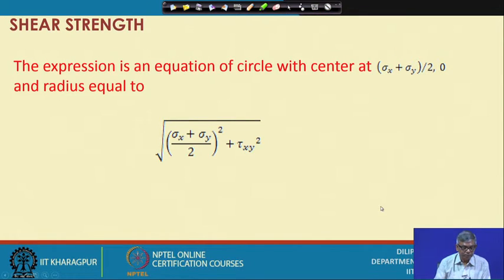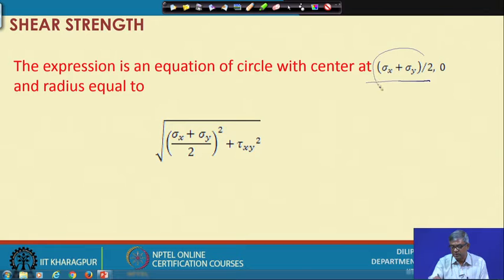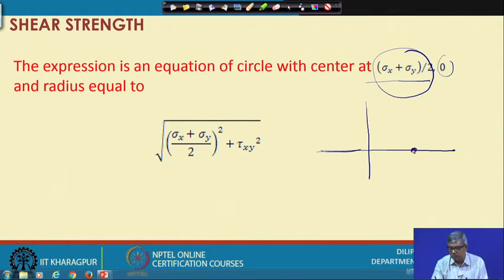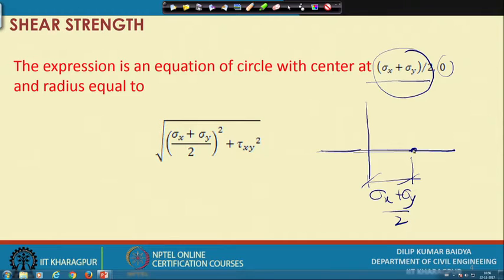You can see the expression is an equation of a circle with center at (sigma x plus sigma y)/2 and 0. So, this is the x coordinate and 0. That means, if this is 1, what is the center? (Sigma x plus sigma y)/2 and 0, that means the center will be on this axis only. And what is this distance? This is actually (sigma x plus sigma y)/2. Now, with this center and this as the radius, I can draw a circle now.